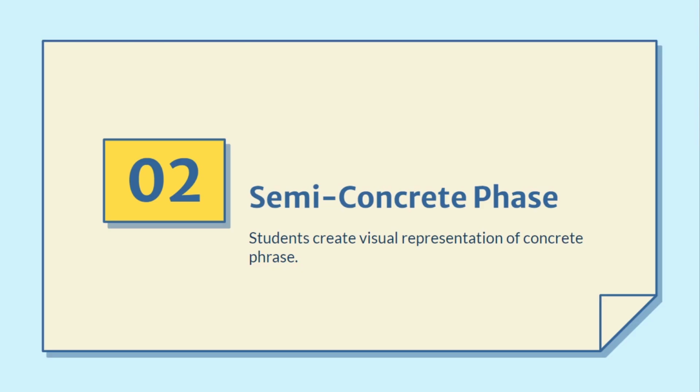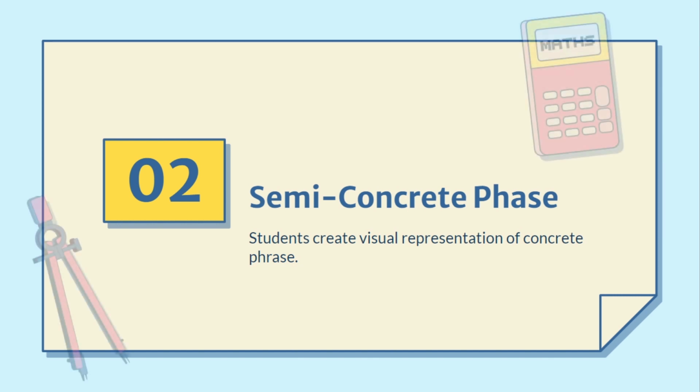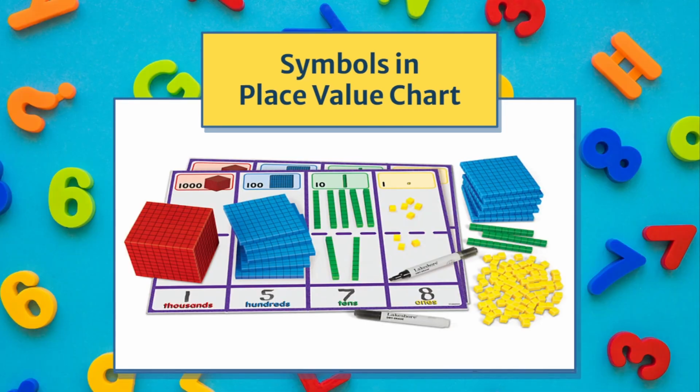For the next phase, the semi-concrete phase or representational phase, students create visual representations of the concrete phase. An example of that is use of symbols. Now the symbols in this image are physical, but think of it as you would be filling in a place value chart with circles or squares representing those base 10s.